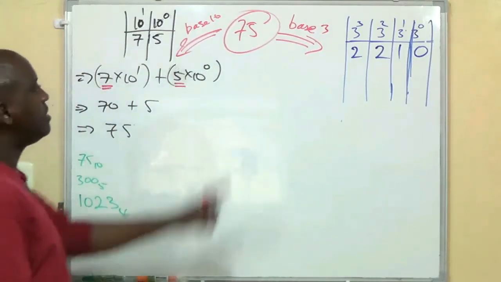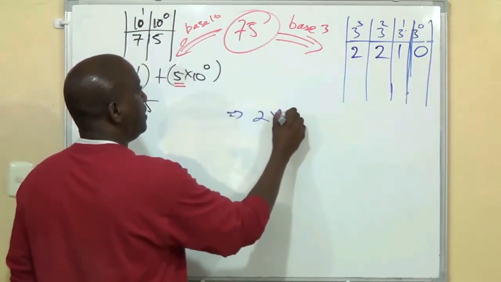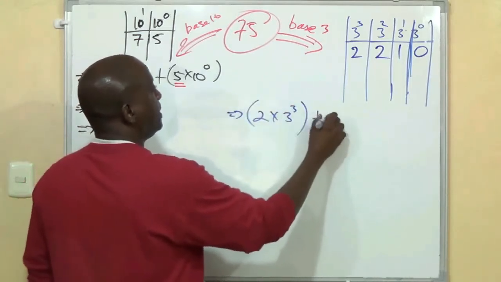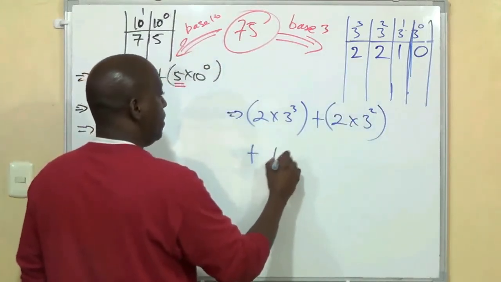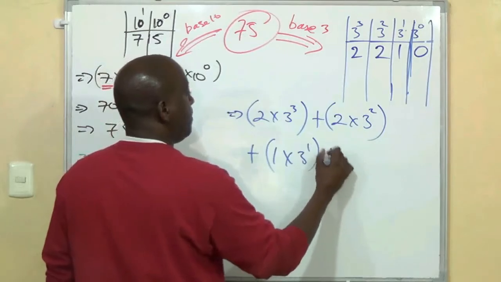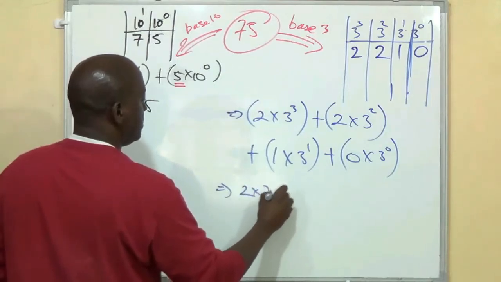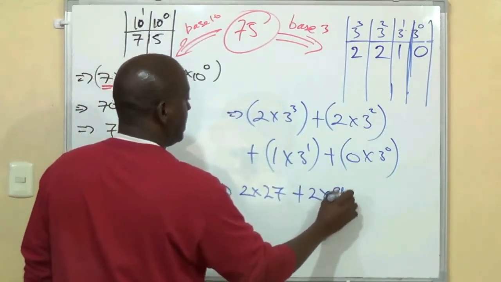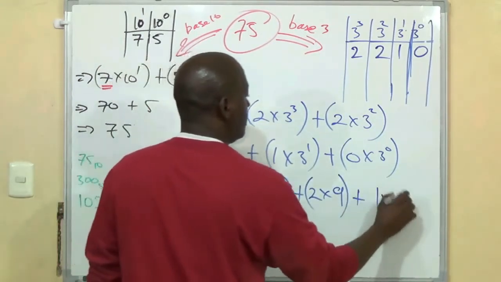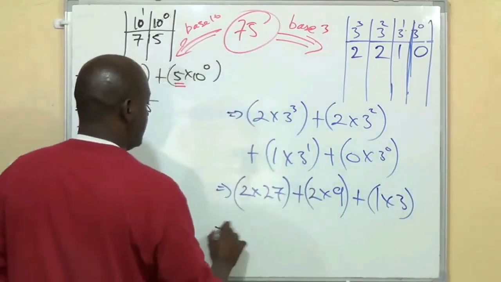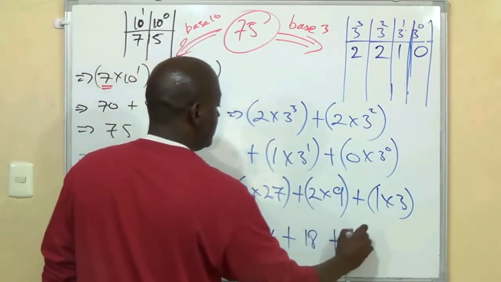So in base 3, 75 is 2210, which is the same thing as, watch it here, 2 by 3 to the power of 3 plus 2 by 3 to the power of 2 plus 1 by 3 to the power of 1 plus 0 by 3 to the power of 0, which is 2 by 27 plus 2 by 9, plus 1 by 3, which is the same thing as 2 by 27 is 54, plus 2 by 9 is 18, plus 1 by 3 is 3.